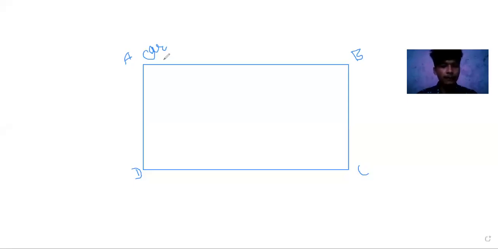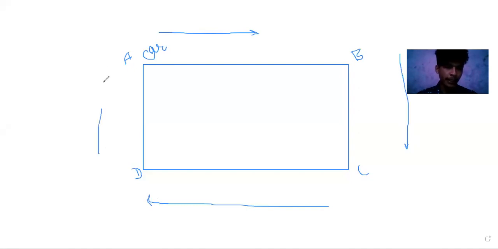Okay, we have got a car which is moving along this path. The car has moved from A to B at the very first, then from B to C, then from C to D, and after that, it is moving from D to A. So we'll go step by step to know about speed and velocity.